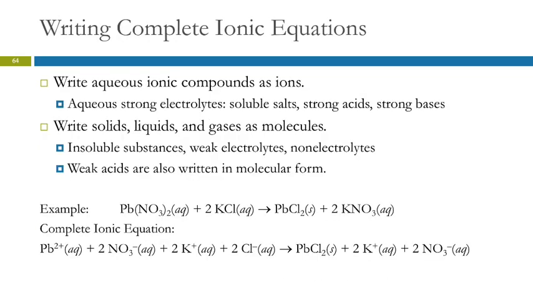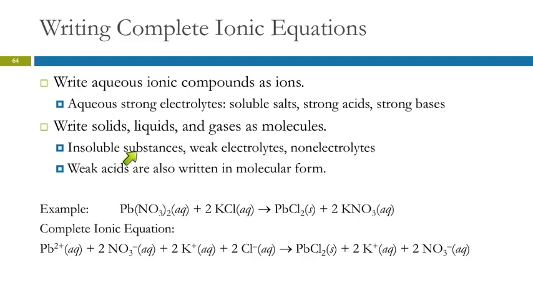So to write a complete ionic equation, we're going to write any aqueous ionic compounds as ions, and these would include all of the strong electrolytes. Soluble salts. Salt is just another word for ionic compound. So soluble ionic compounds, strong acids and strong bases. Those are things that dissociate completely or ionize completely. Anything that's shown as a solid, a liquid, or a gas, you don't change it. You leave it as it is.